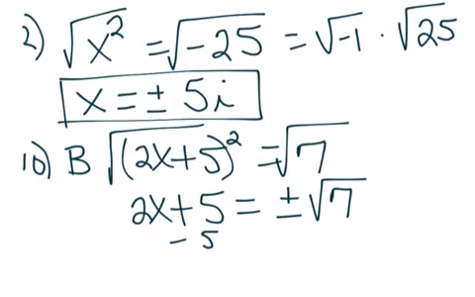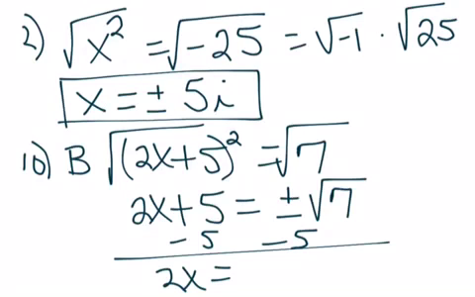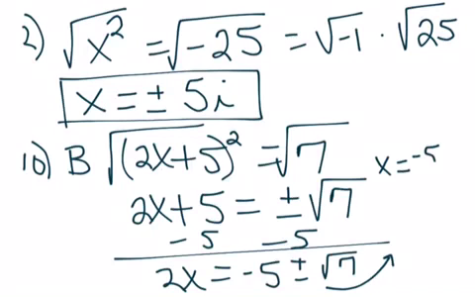Then we need to subtract 5. So we have 2x equals negative 5 plus or minus the square root of 7. Divide everything by 2, and rather than go to the next page, I'm going to just come up here. So this will be x equals negative 5 plus or minus the square root of 7, all over 2.